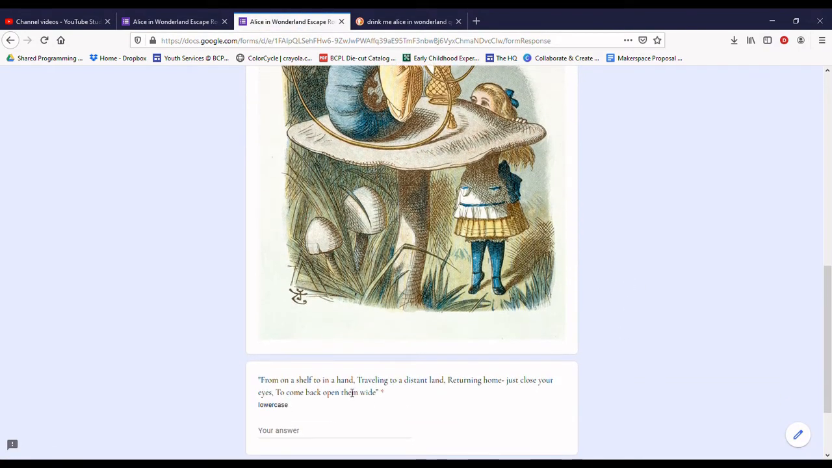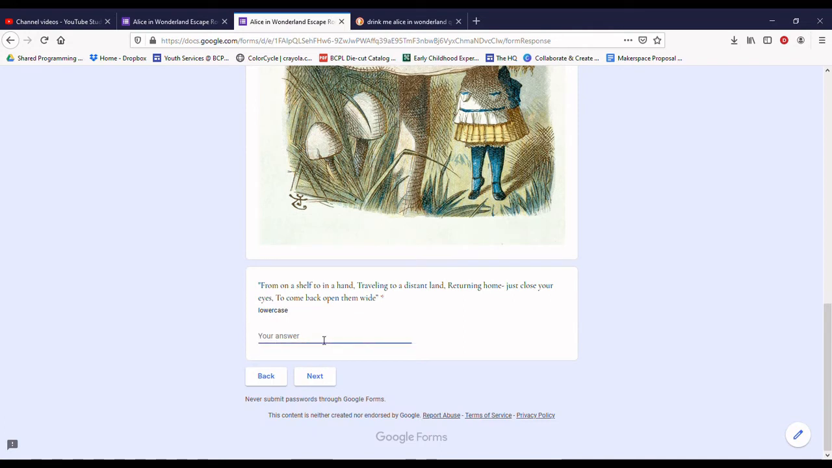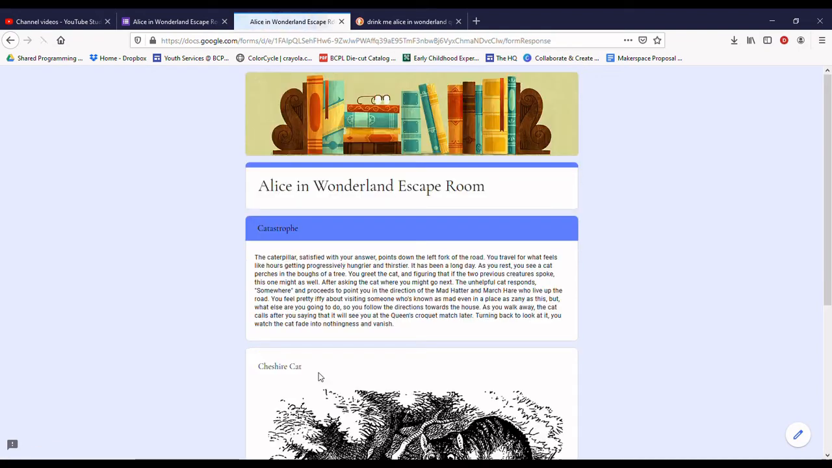We get to everyone's favorite, the caterpillar, with riddles. So, from on a shelf to in a hand, travel to a distant land, returning home, just close your eyes. To come back, open them wide. That's a pretty straightforward riddle. Just got book.